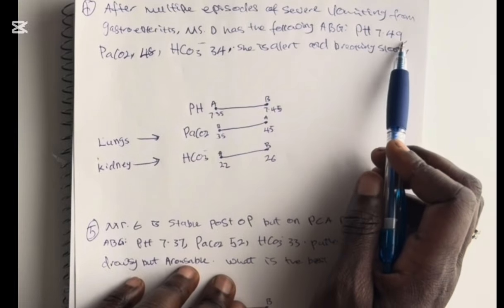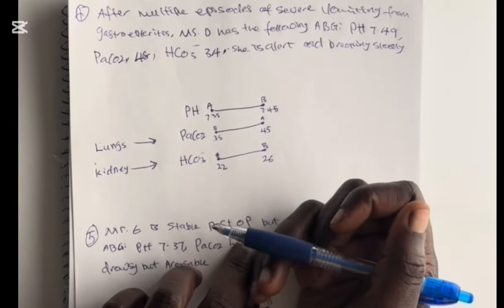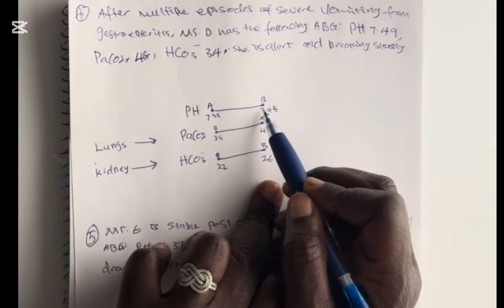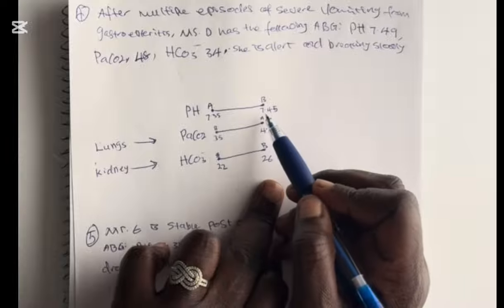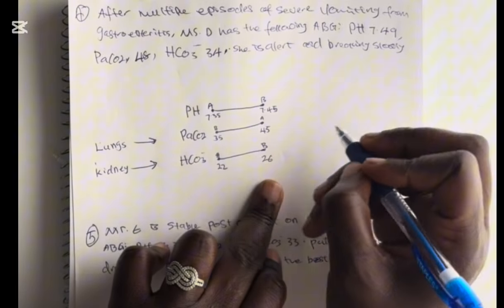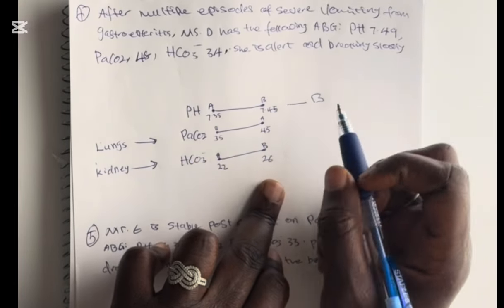Our pH is 7.49, our CO2 is 48, and our HCO3 is 34. Let's interpret it right away. Now the pH is 7.49. Look, the pH is going towards the base side, because when the number goes above 7.45, we are leaning towards the base. So our pH is base.